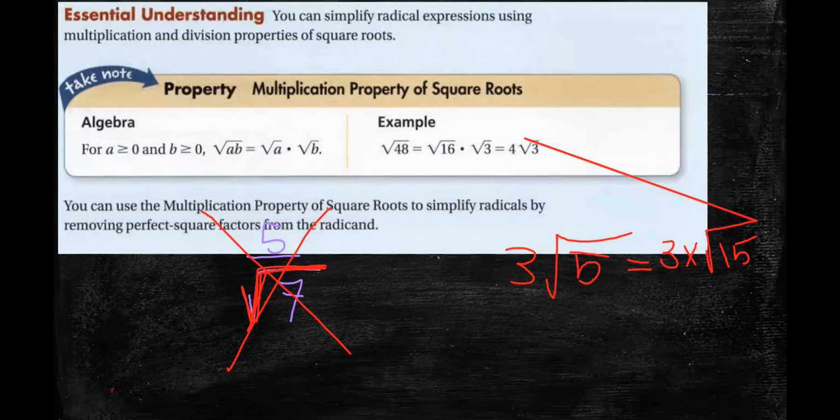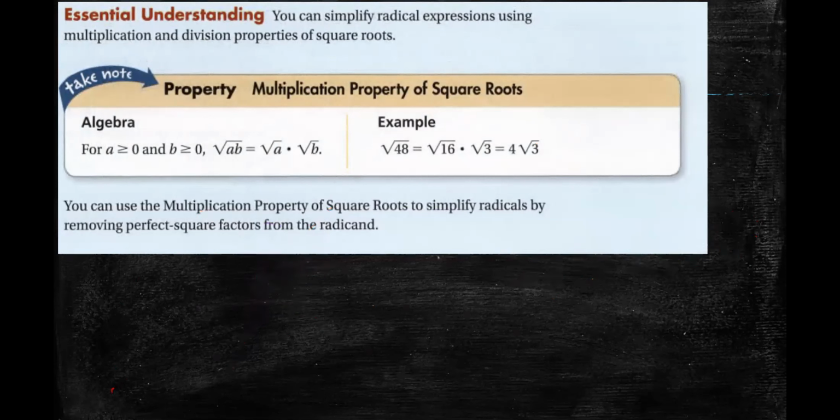Now, let's talk about the properties of the square root. You can simplify radical expressions using multiplication and division properties of square root. For the square root, it has two properties, multiplication and division. Today, we will talk about how we can simplify the square root using the multiplication.